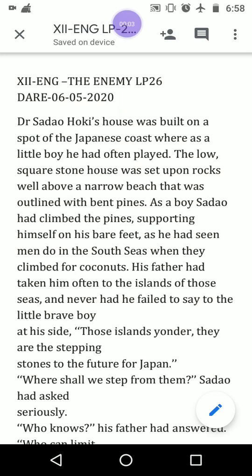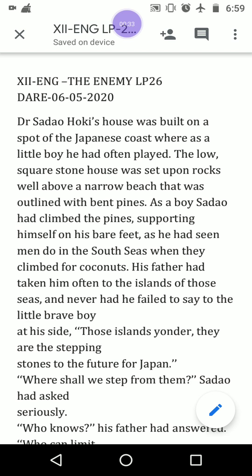Today I am going to explain the story The Enemy. This story, The Enemy, I think was written during the World War, and it is based on the impact of World War II. In World War II, Japan and America were fighting, and so both America and Japan were enemies of each other.